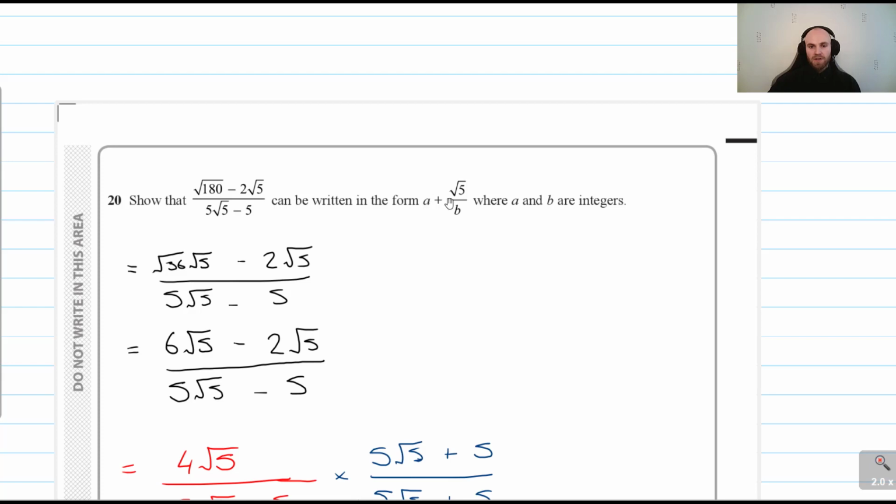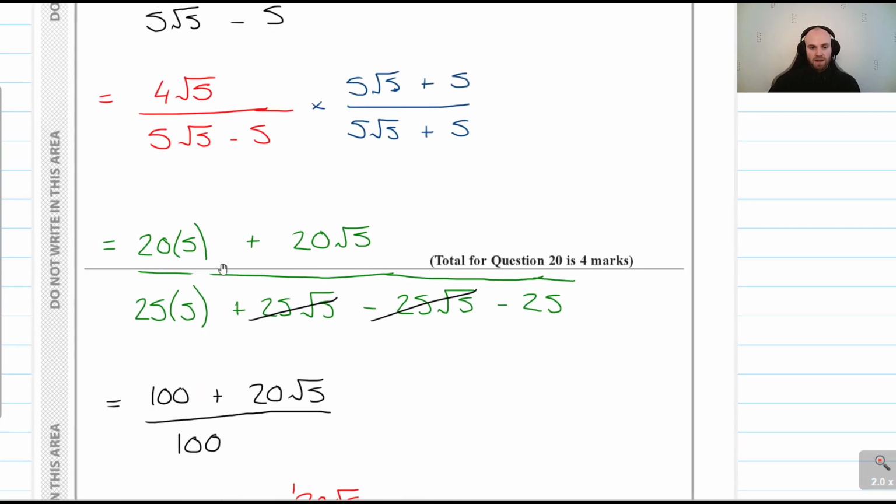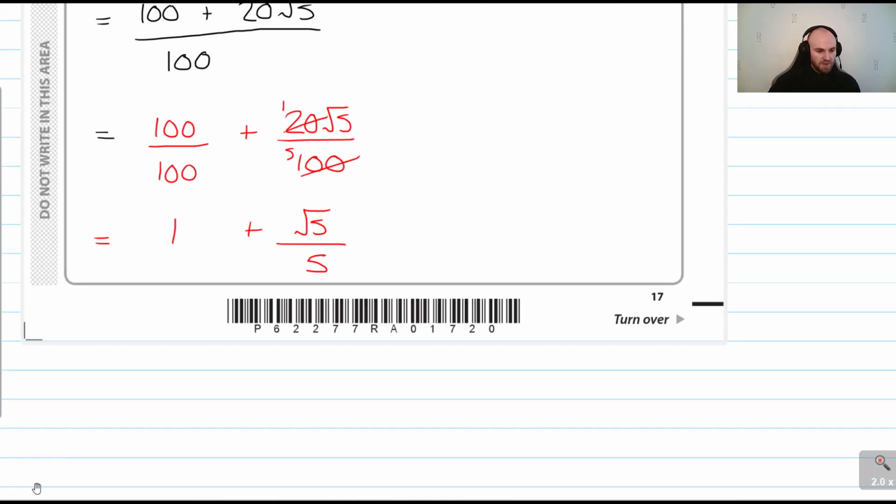we have a plus root 5 over b. So we know that we have this. So we know that a plus root 5 over b, well, I don't think you need to write this, but just to be a bit clear, we're going to say that a equals this 1, and b is going to equal this 5. And that is our answer.